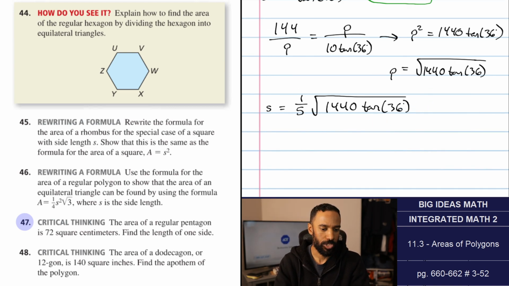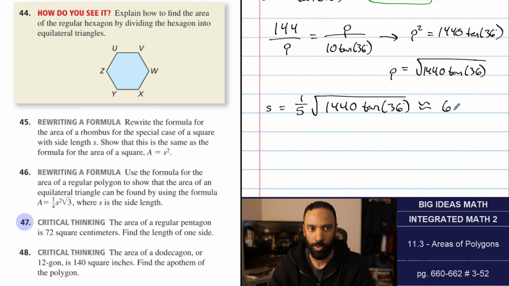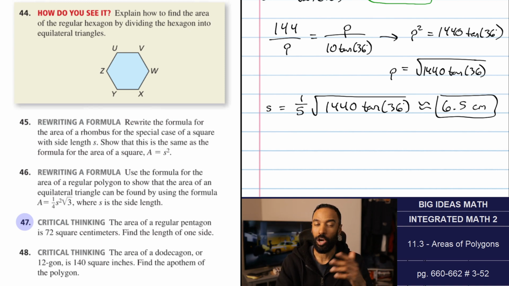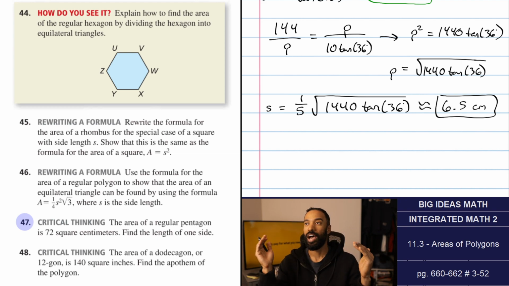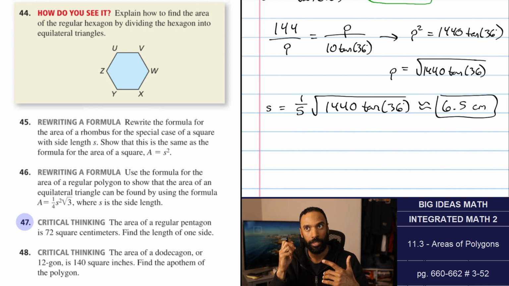So let's do that. Let's go to our calculator. I'll just type it. 0.2, which is 1/5, times the square root of 1440 times tangent of 36, and I'm getting 6.469. What do I want us to round? I'll say 6.5. Around 6.5 centimeters. So that's the length of any one side in that. Now, I could double check by going back and doing this whole thing over, and they say a side length of a regular pentagon 6.5, and find the area.